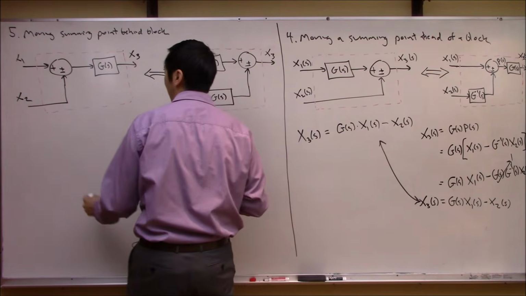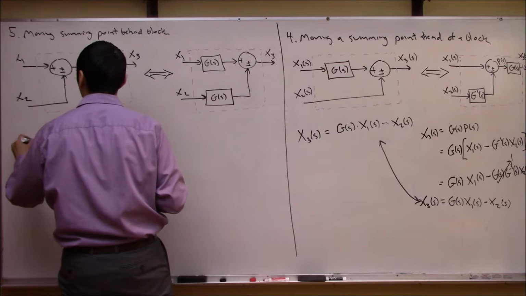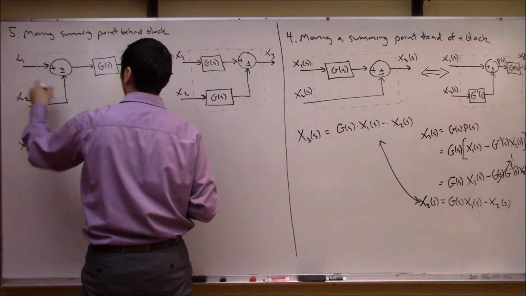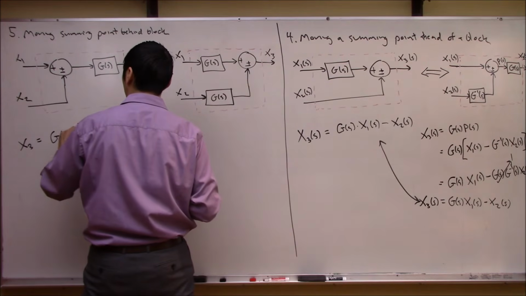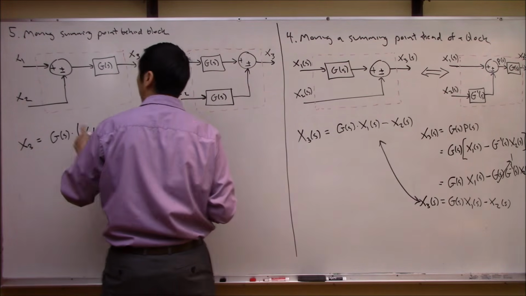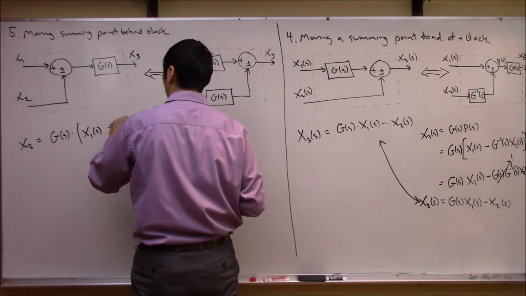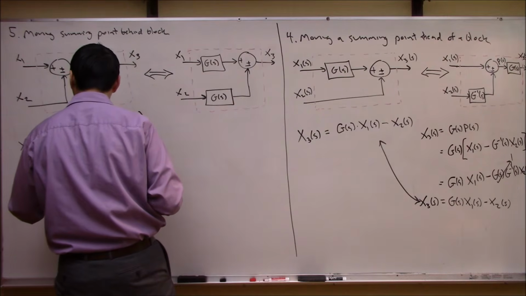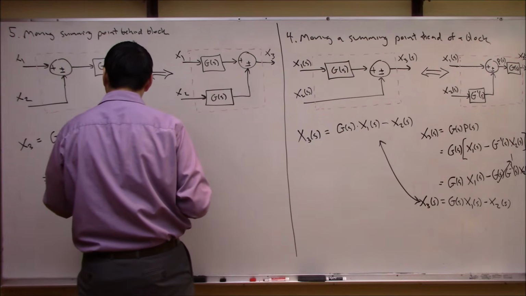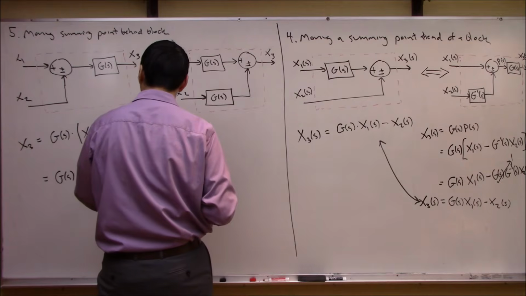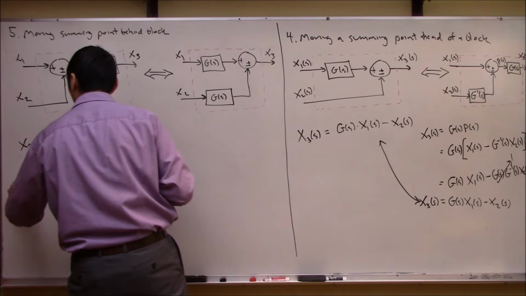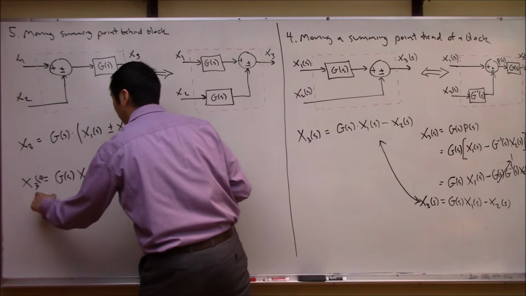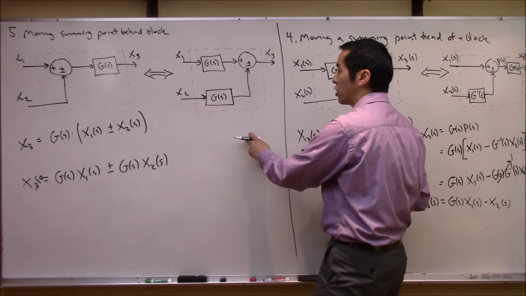So over here on the left, we just say that x3 is just going to be g times this thing, which is x1 plus or minus x2. Distribute that if you'd like, so you end up with g of s x1 of s plus or minus g of s x2 of s. That's the relationship between the inputs x1 and x2 and the output x3.